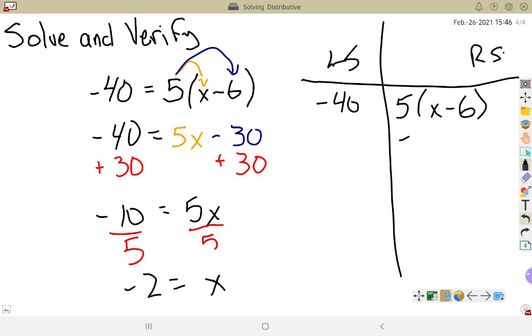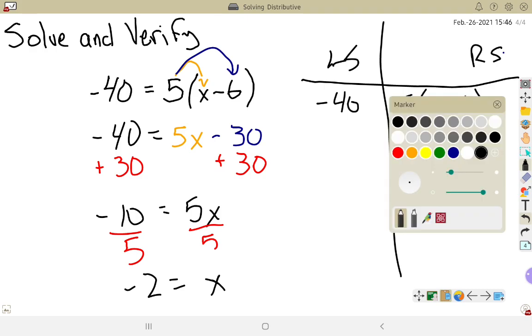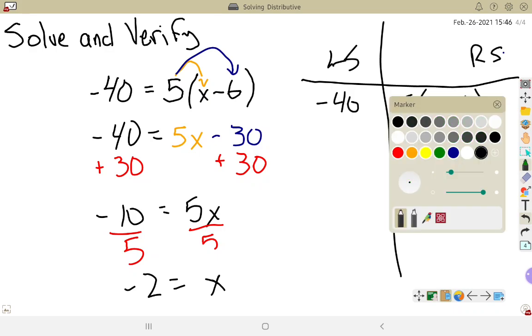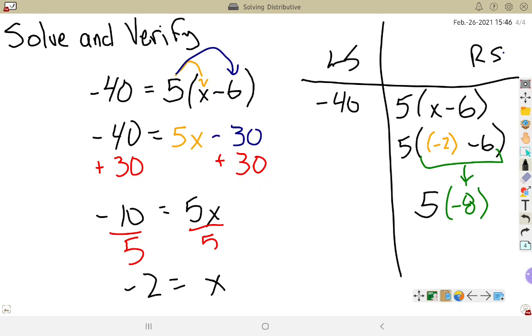Okay, so now I'm going to put in that value of negative 2 for x, and this time it goes on the right-hand side, so it looks different, but really I'm doing the same things. I'm going to do what's in the brackets first before I multiply. Negative 2, take away 6 more gives me negative 8. I still have that 5 in front. 5 times negative 8 is negative 40, and look at that. We get the same thing on both sides. It just happened that my variable was sitting on the right-hand side instead. There is solving using distributive property.